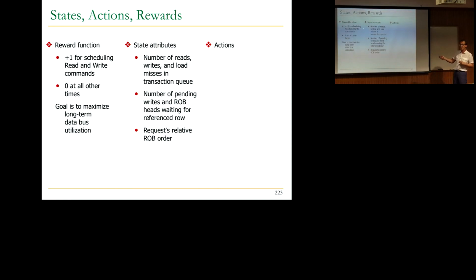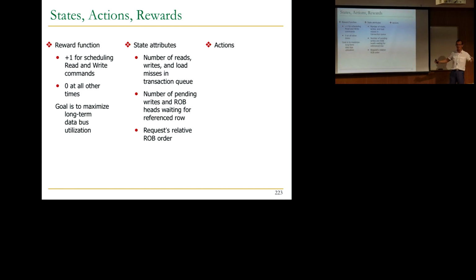And these were the features that were selected by our feature selection mechanism. Number of reads, number of writes, number of load misses in the transaction queue. You encode them with some sort of quantization in your space. And these were some of the most important features, actually, that determined which action you should take to maximize the reward. There are some also harder ones, like number of pending writes for the reference row. This turned out to be an important feature. Sometimes you cannot easily reason about it. There's clearly some reasoning here, right? This affects how fast you can drain the write queue, for example. Number of reorder buffer heads waiting for the reference row.